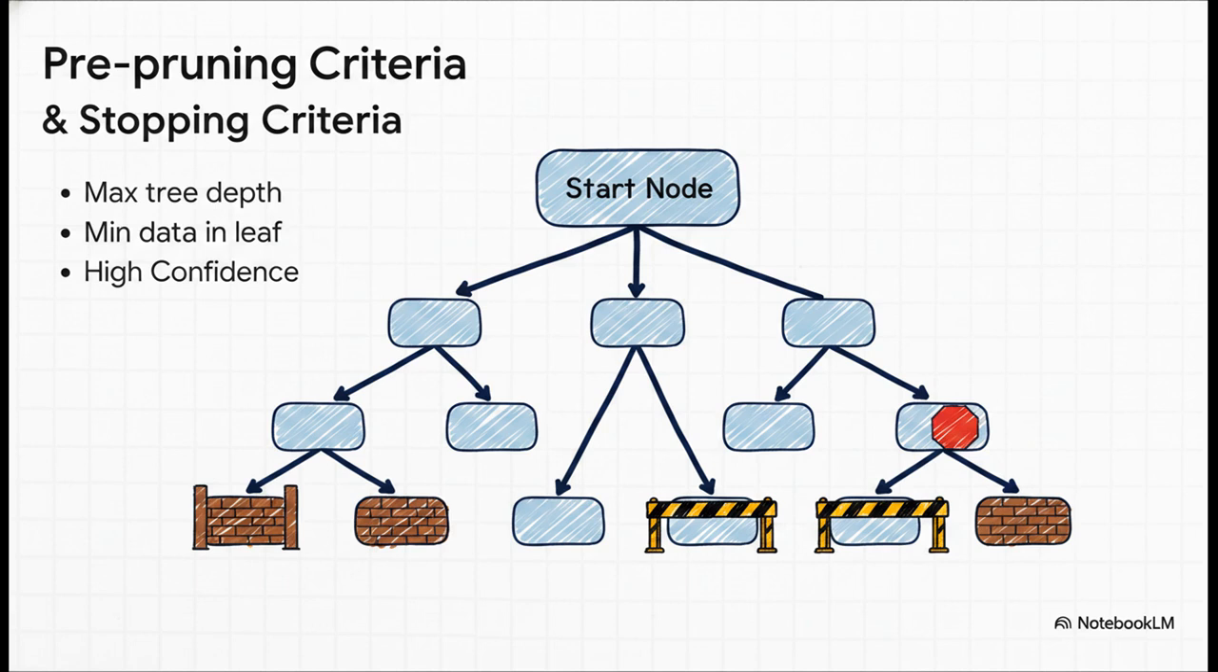Actually, we can also prevent the tree from overgrowing from the very start by programming strict stopping criteria into the algorithm. This is called pre-pruning. We can tell the computer, hey, stop growing if the tree hits a maximum depth, or stop splitting if a node has too few patient data points left inside it, or even stop if the information gain from the next split is just too small to even be worth it. These rules act as physical guardrails, really ensuring our model remains an elegant, readable, and highly accurate flowchart.